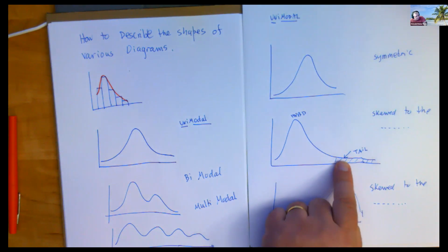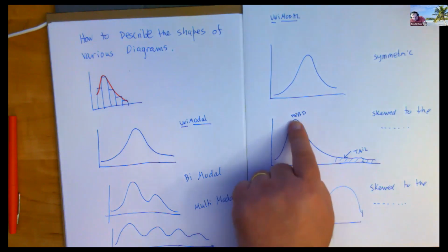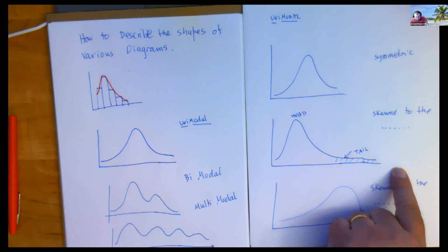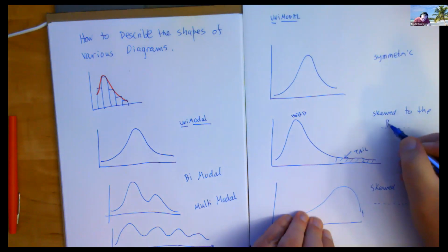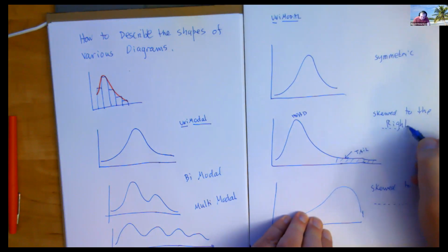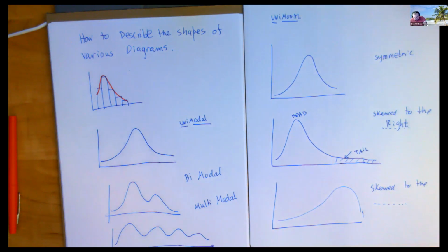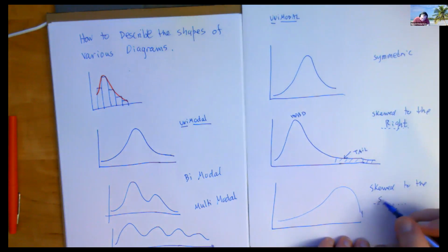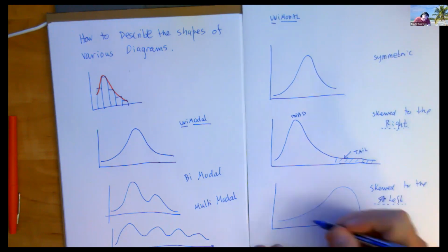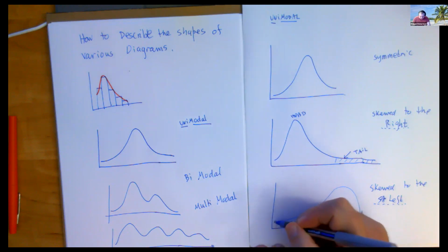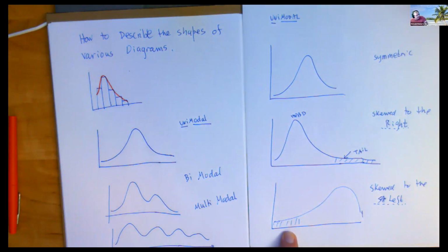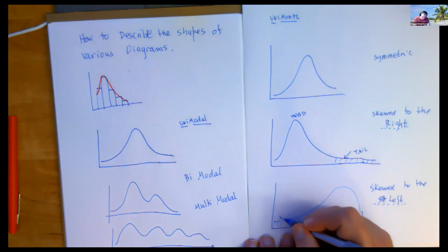The tail is important here. When you have a histogram that tails off to the right, we call that shape skewed to the right. In this case here, we'll call it skewed to the left. So have you noticed it's where the tail is that decides whether it's skewed right or skewed left?